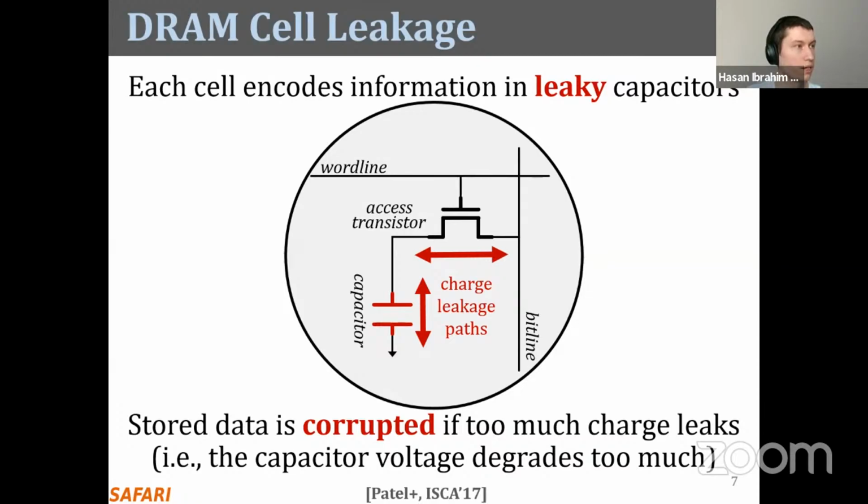Okay, and so here you can again see what a single DRAM cell is composed of. It just uses a single access transistor and a single capacitor, and multiple cells are connected via word lines and bit lines.